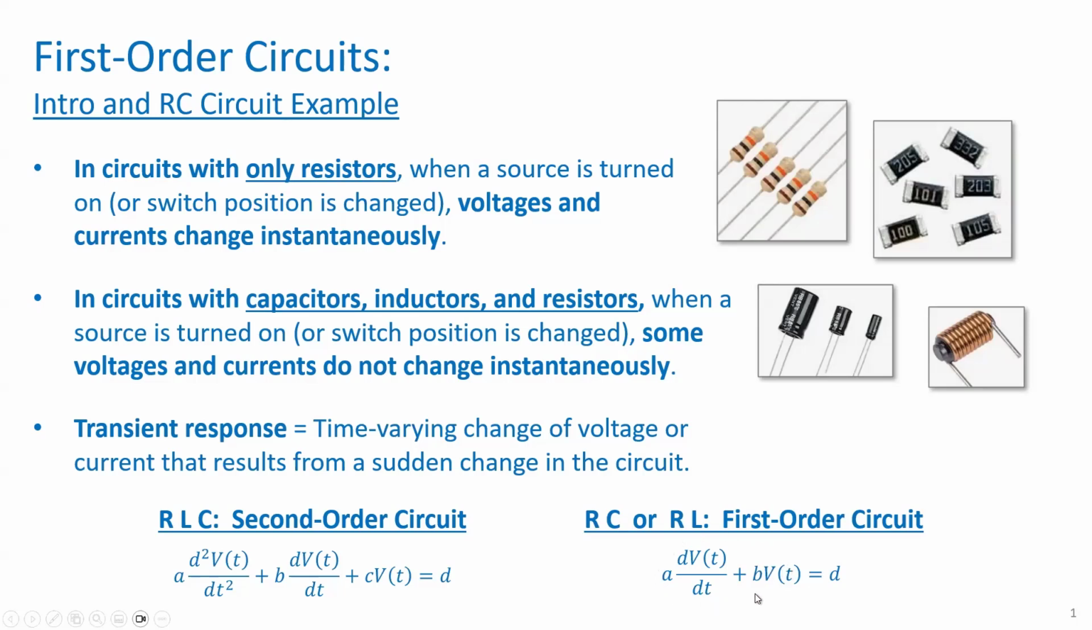So this is a first order circuit. And so you're going to have not the second derivative like we have on the left, but only the first derivative. You're going to get equations of this form: A dV/dt plus B times V(t) equals D, some other constant. Okay, and you can replace V with I. We're going to see I changes according to this first order differential equation as well. So we're going to focus on first order circuits, RC and RL circuits.